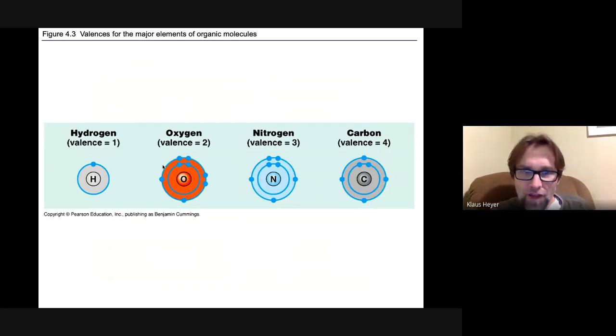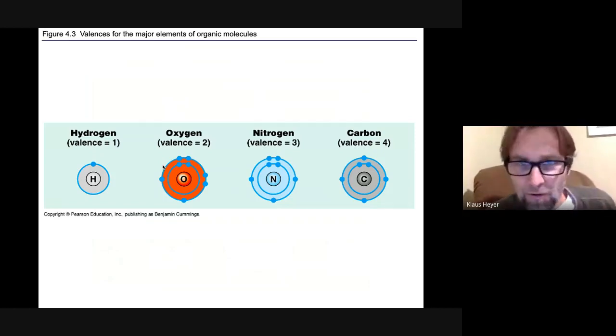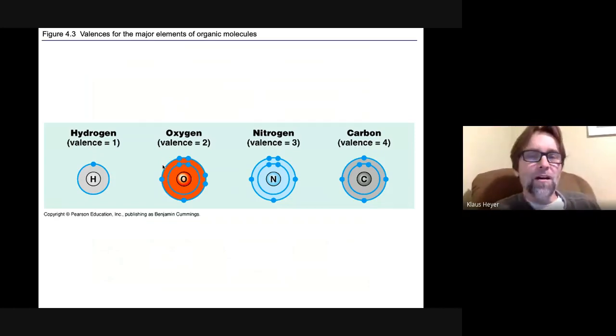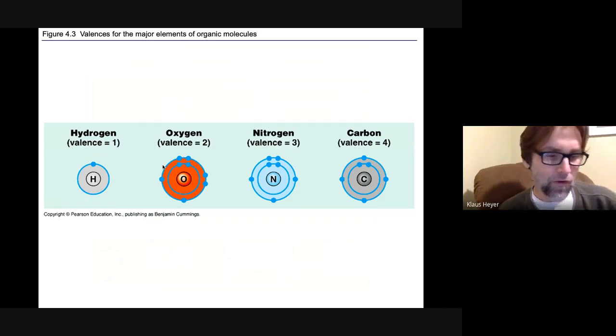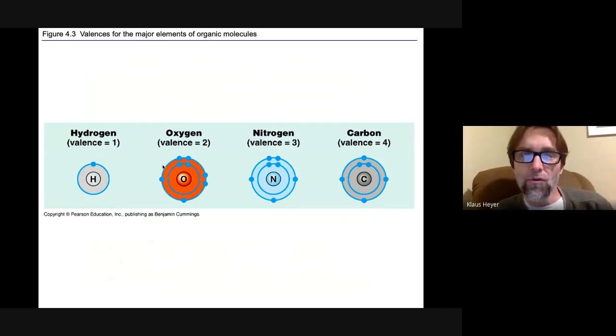So this is just telling you these are the 4 atoms that are important to us, and this is how many bonds each of them can make. So hydrogen can only make 1 bond. You'll only see 1 dash come out of it, or it only grabs onto 1 thing. Oxygen can grab onto 2, nitrogen 3, and carbon 4. So carbon is like the most valuable one out of these. Carbon's very important for things that are living.